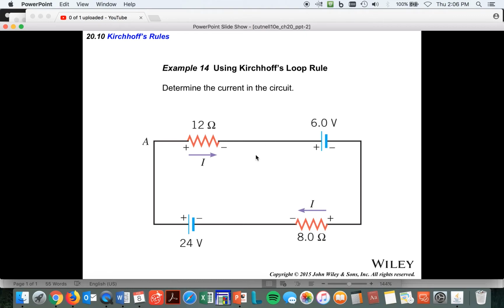Determine the current in this circuit. Okay, so we'll look at the loop. Well, first of all, the junction rule tells me there are no junctions, so I've got to look at the total. So I've got 24, an increase of 24. I've got a drop of 12I, 12 times I.